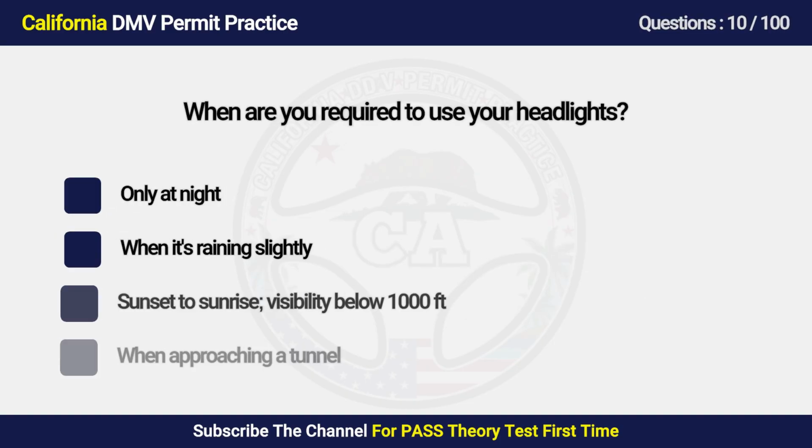Question 10. When are you required to use your headlights? A. Only at night. B. When it's raining slightly. C. Sunset to sunrise, visibility below 1,000. D. When approaching a tunnel.